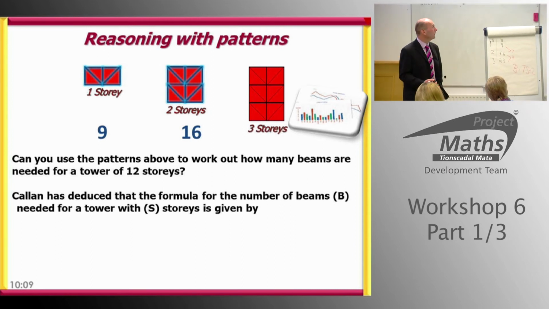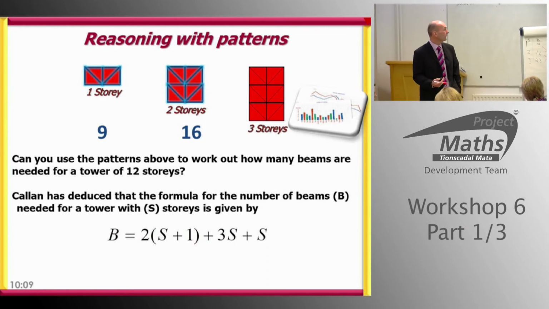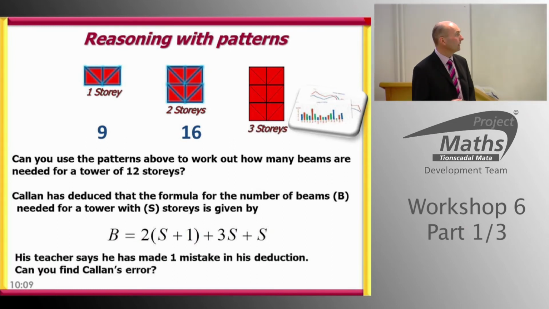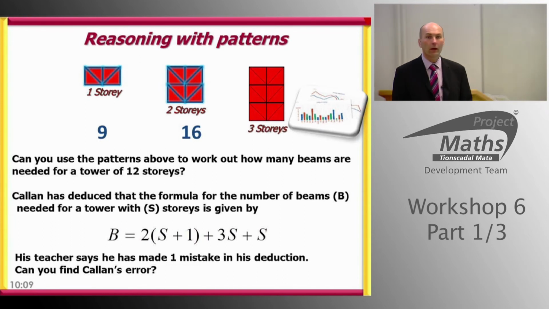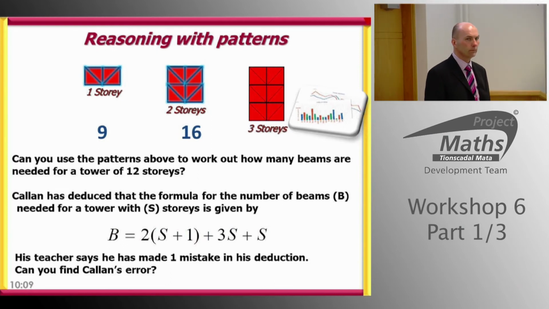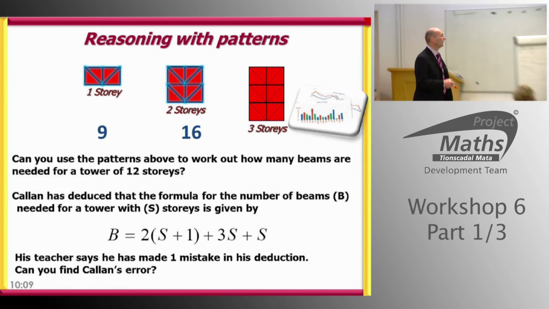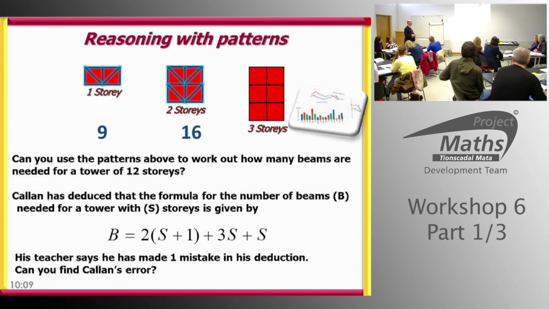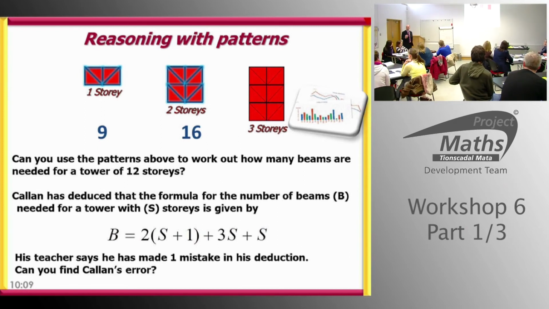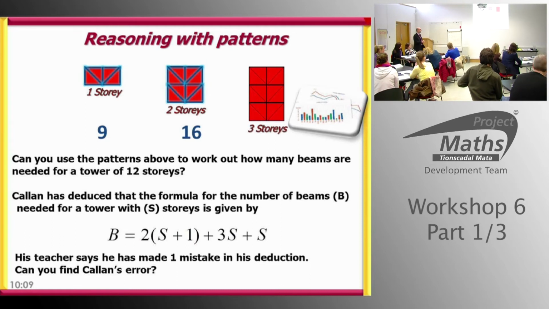Now it says Callan has deduced that the formula for the number of beams needed for a tower with s stories is given by this. His teacher says he's made 1 mistake in his deduction. Can you find Callan's error? What's his mistake? Yeah? He's made 1 mistake. Is a story short? Yeah? Okay?